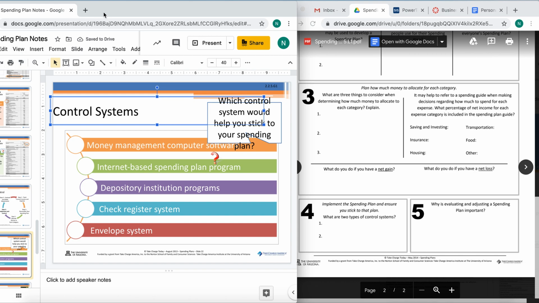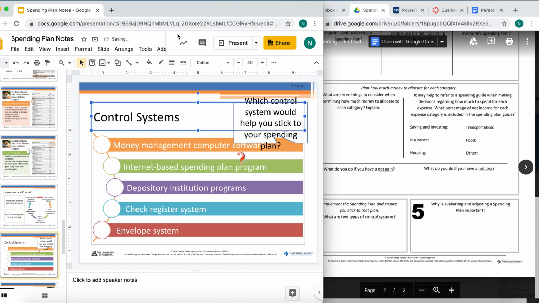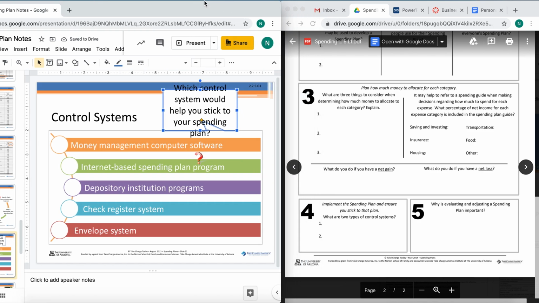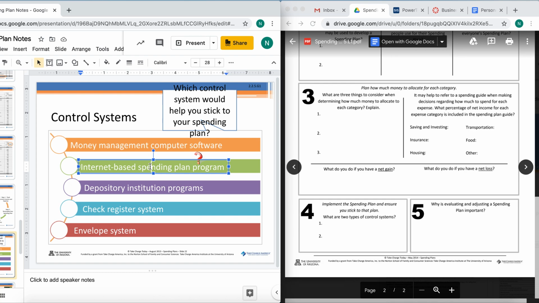Either way, we are going to potentially have some money management software. So determining how we are going to manage our money, we could download something on our computer. We could find one on the internet. Most banks or depository institutions will have a program or maybe an app that helps you track your expenses. You could use a check register system. I'm assuming that none of you are going to be doing that. This may be something that your parents, and if not your parents, probably definitely your grandparents are used to doing.